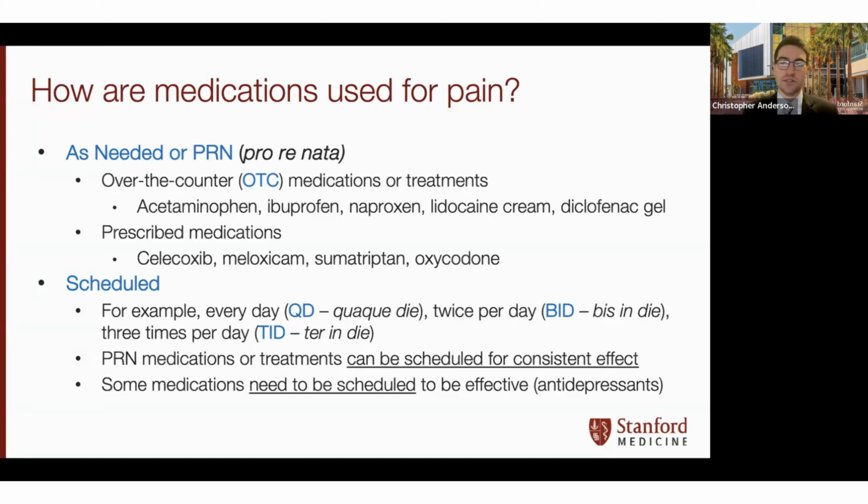We also use medications scheduled, meaning at a set time. Oftentimes, we will schedule medications daily, or QD or QDay, twice a day, or BID, or TID, or 3 times a day. Now, it's important for you to know that PRN medications or treatments can actually be scheduled, and if a consistent effect is desired, for example, you can schedule Tylenol throughout the day to keep pain at a stable, lower level sort of throughout the day. And importantly, some medications, like antidepressants, actually need to be scheduled in order to work, as they require a consistent level of drug in your bloodstream to be effective.